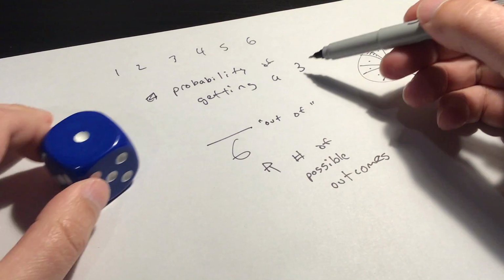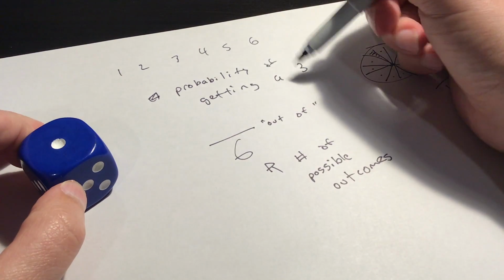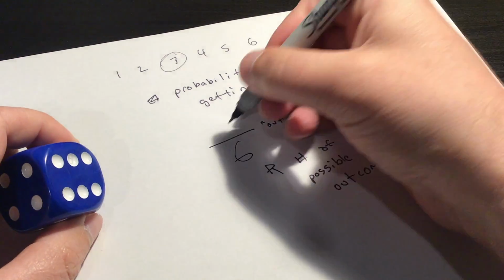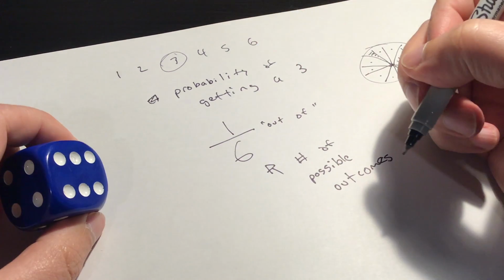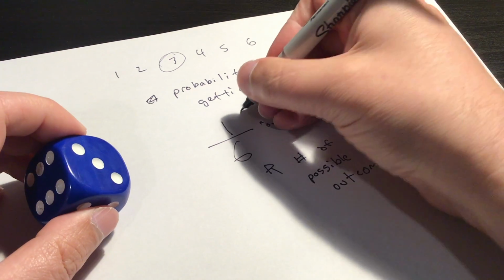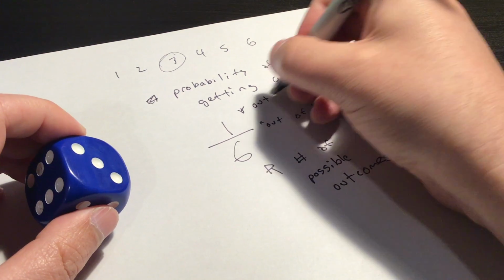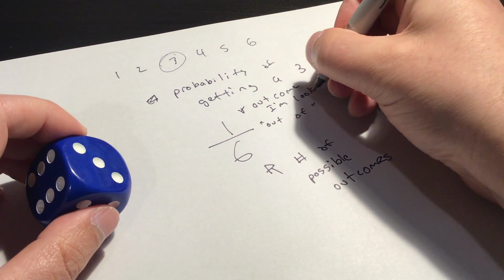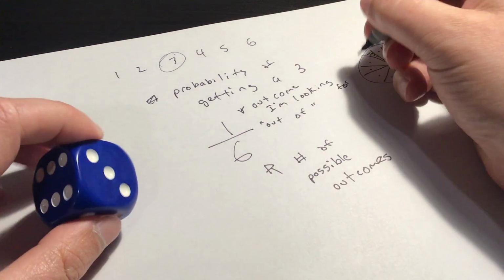Okay, and now we're looking for 3, probability of getting a 3. Well, that's only one of my outcomes. Okay, so it becomes a 1 out of 6 if I was going to represent this as a fraction, because there is one outcome I'm looking for. And the outcome is rolling a 3.